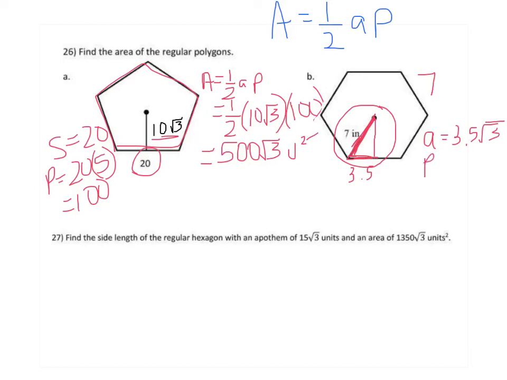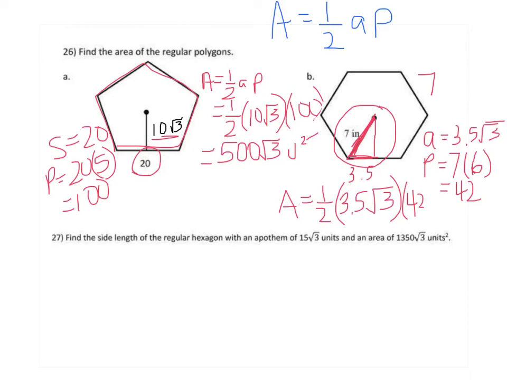So therefore your perimeter is the side value of 7 times 6. 7 times 6 is 42. So now you plug that into your formula. Area equals 1/2. Your apothem, 3.5 root 3 times 42.